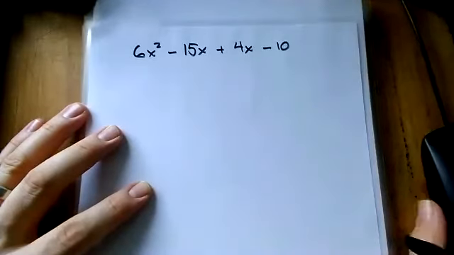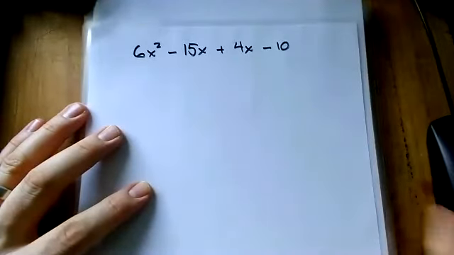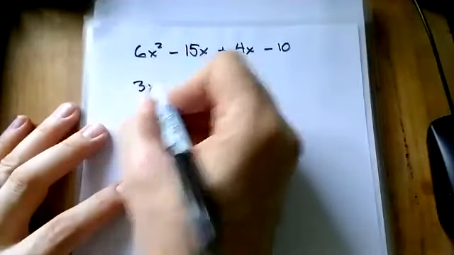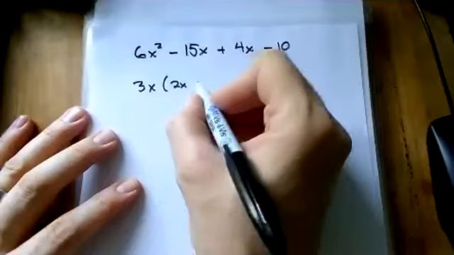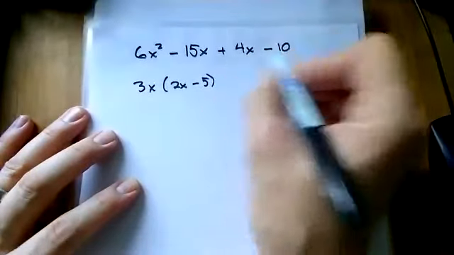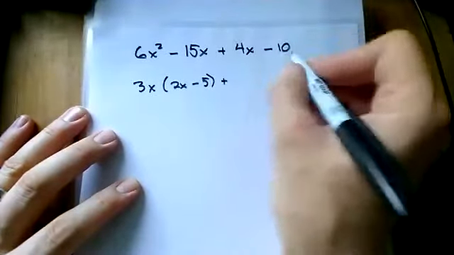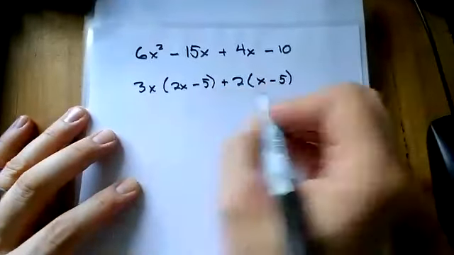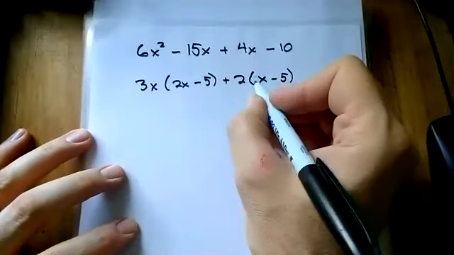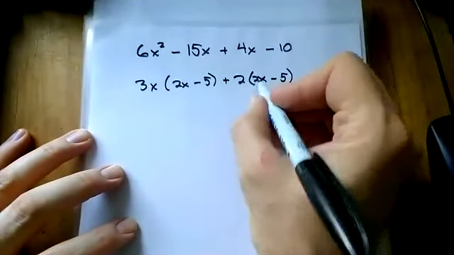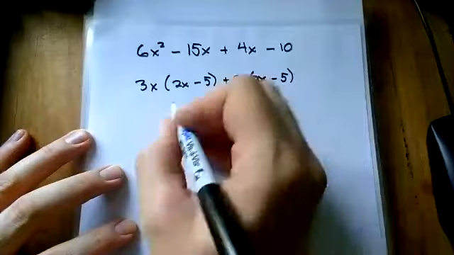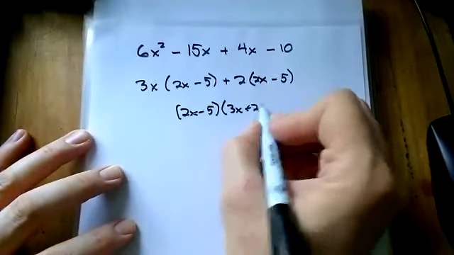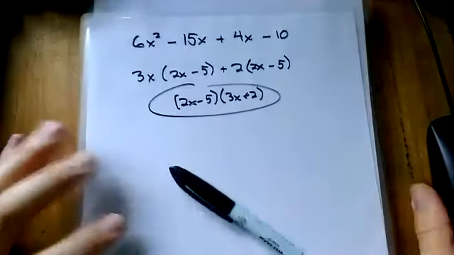Okay, so when we're doing this, I'm going to first pull out my greatest common factor, and that's going to be a 3x, and I'll have 2x minus 5. And then out of these last two, I'm going to factor out a 2, and that'll be x minus 5. Oops, sorry, that's a 2 times 2x minus 5. Now I've got that common binomial I can take out, that 2x minus 5, and I've got my 3x plus 2. And we're done. Alrighty.